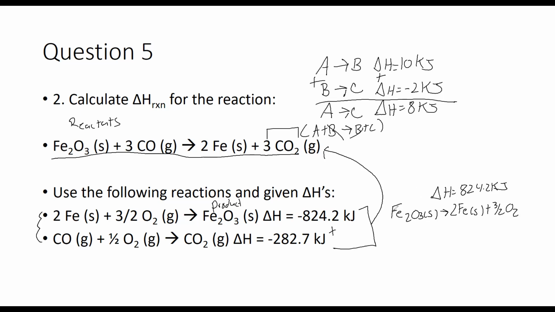And since I have in my target 1 mole, remember, if there's no number, that number's a 1. I have 1 mole of Fe2O3 in my target, and in the things I need to combine, it's 1 mole as well. So I don't want to multiply or divide this by anything. I'm going to leave my top reaction alone for right now. I think that's good.